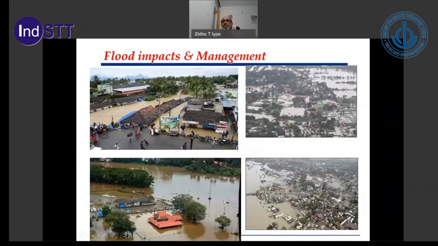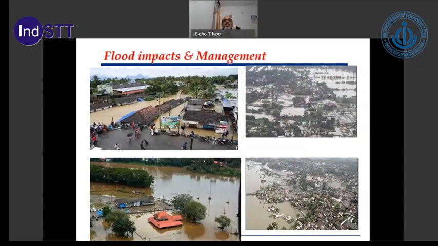Here you can see in this slide the flood impacts and management. If you consider a city, for example, in Cochin city area in 2018 flooding, you can see that many areas are flooded and even the water has come to the roof level. So that is why we need to look into, especially when we talk about Indian construction, we need to design and plan the cities in such a way that the flooding impacts are minimal, or if there is a possibility of flooding, what kind of mitigation measures can be taken.